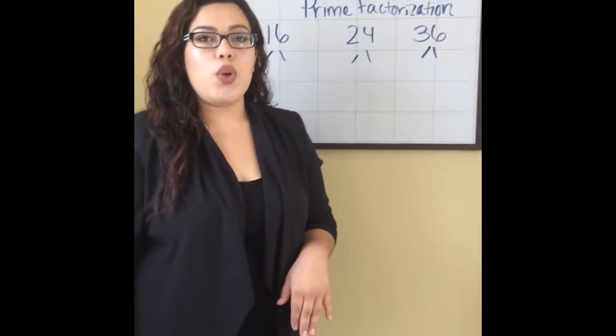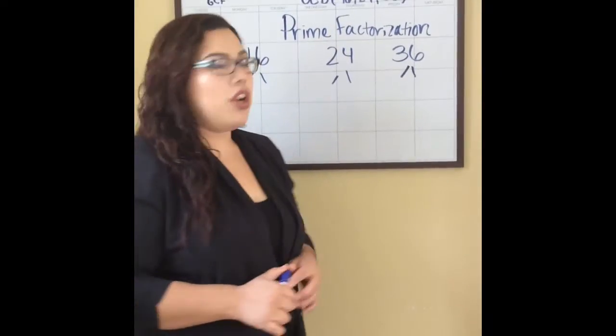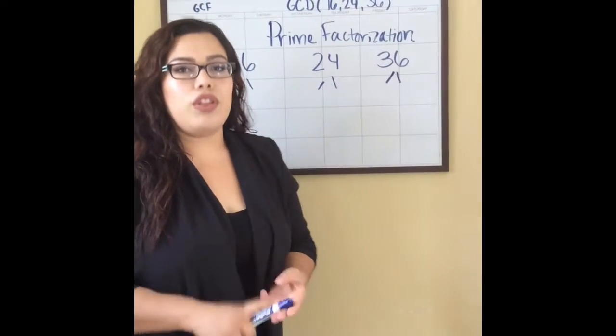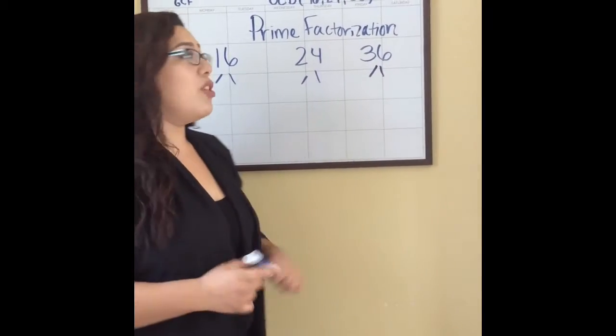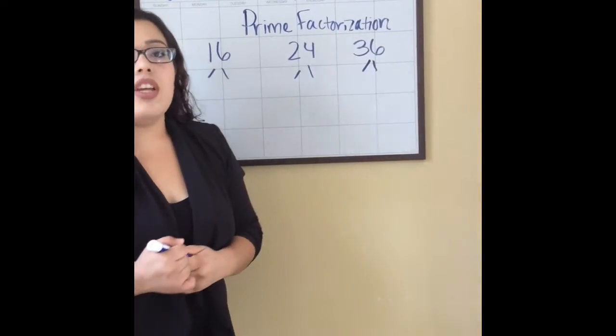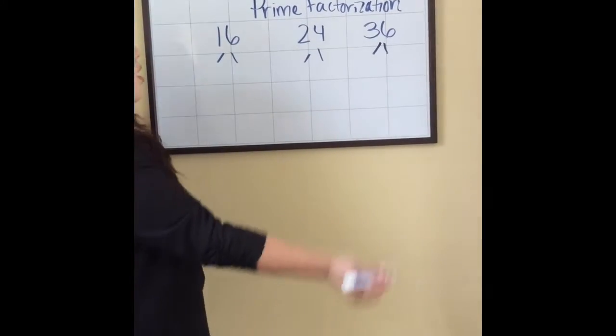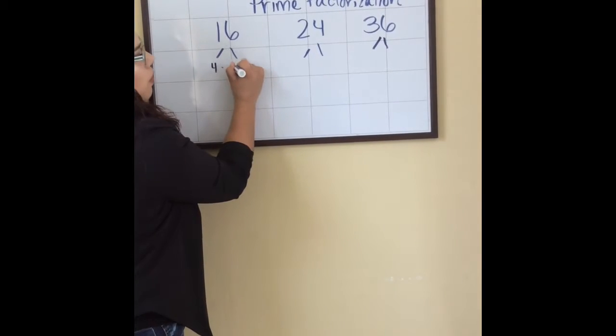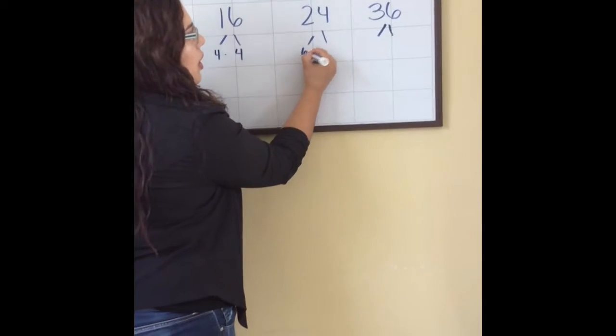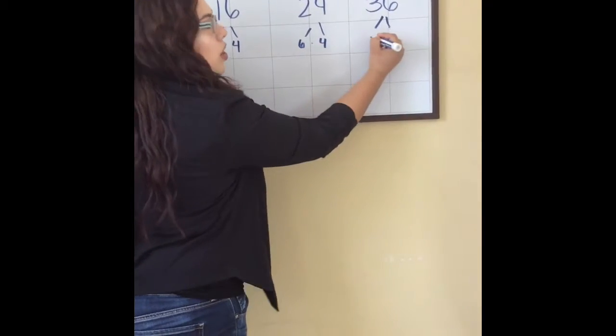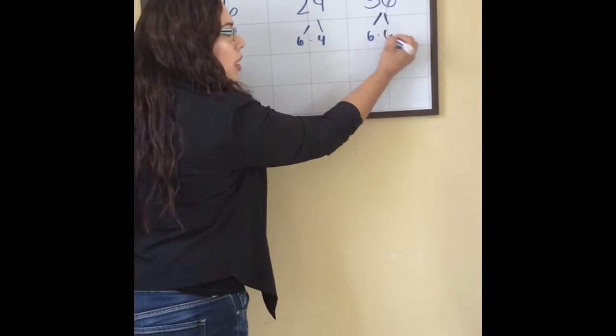Okay, so I'm going to be showing you how to find the greatest common divisor of 16, 24, and 36. The first way I'm going to be showing is prime factorization. So we're going to bring down 16, 24, and 36. 16 could be 4 times 4, 24 is 6 times 4, and 36 will be 6 times 6.